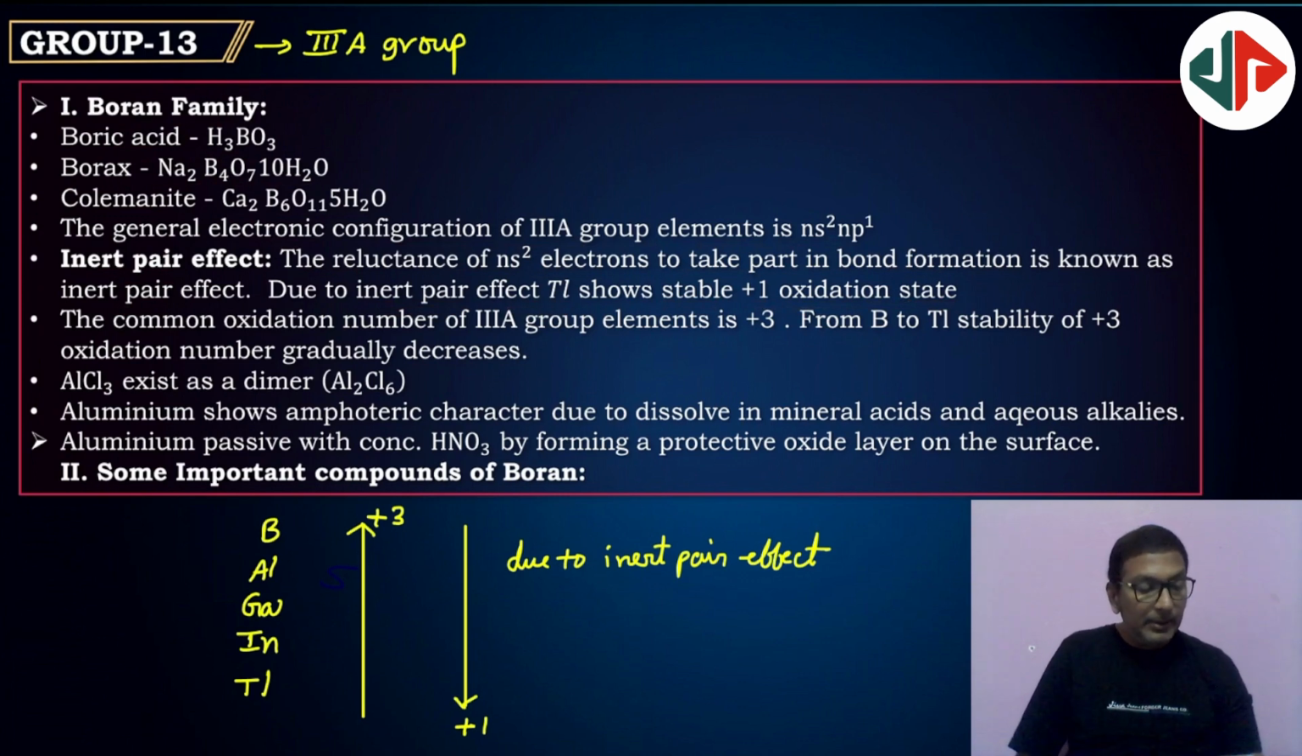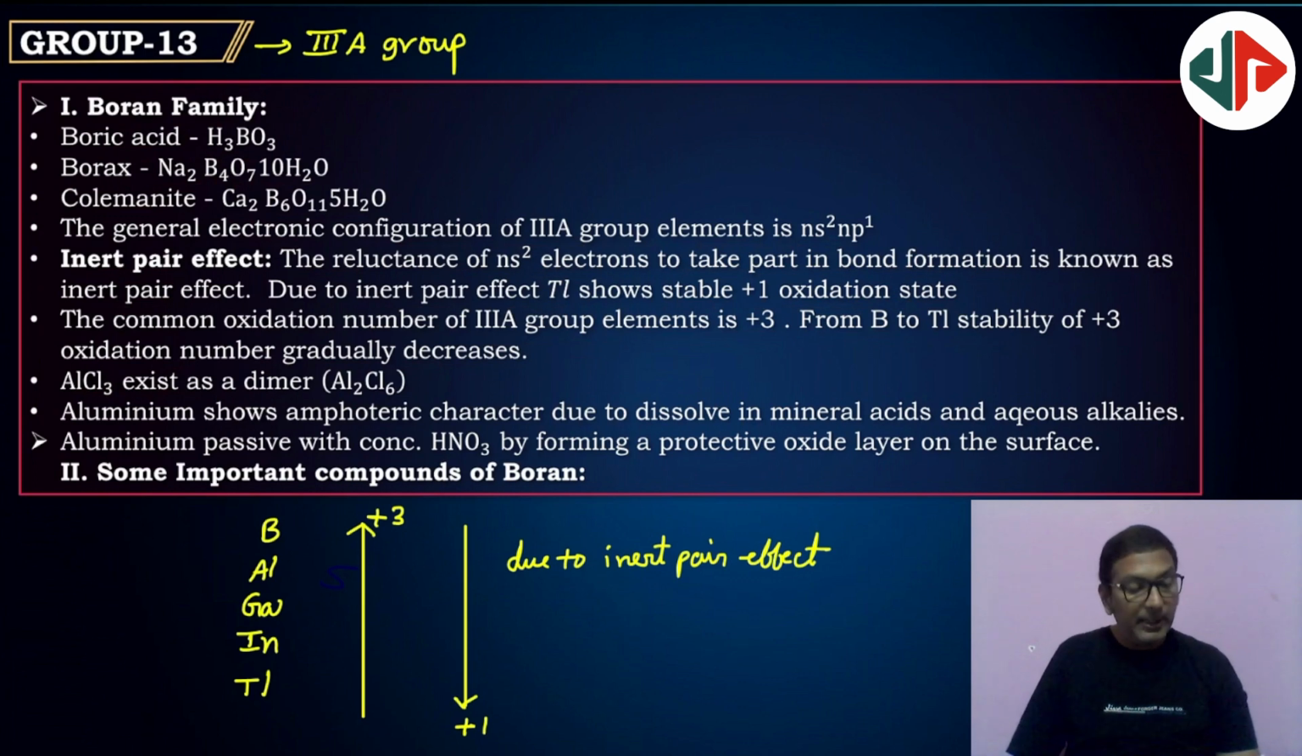Next, the most common oxidation state of third group elements is +3. From thallium to boron, +3 increases. From boron to thallium, +3 decreases, that means +1 increases. Remember like this. Next, AlCl3 exists as a dimer. We will discuss the structure later. AlCl3 dimeric form.